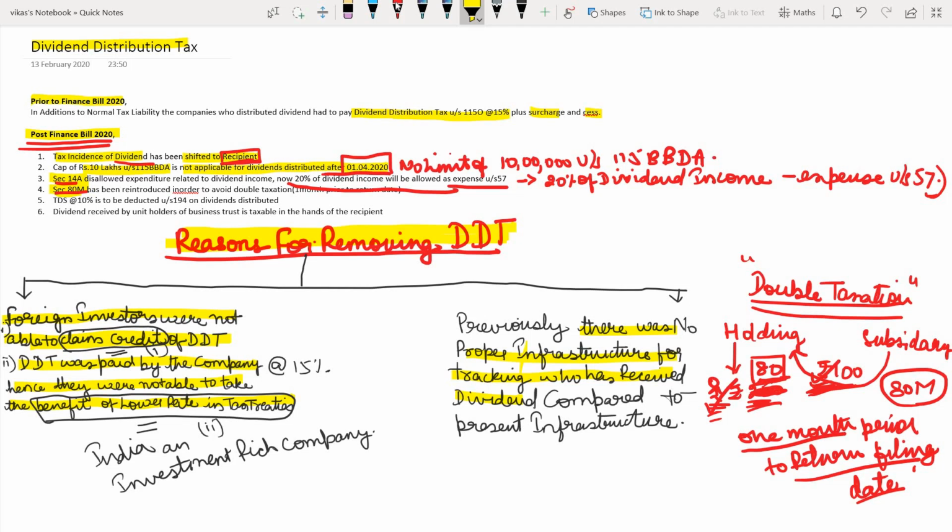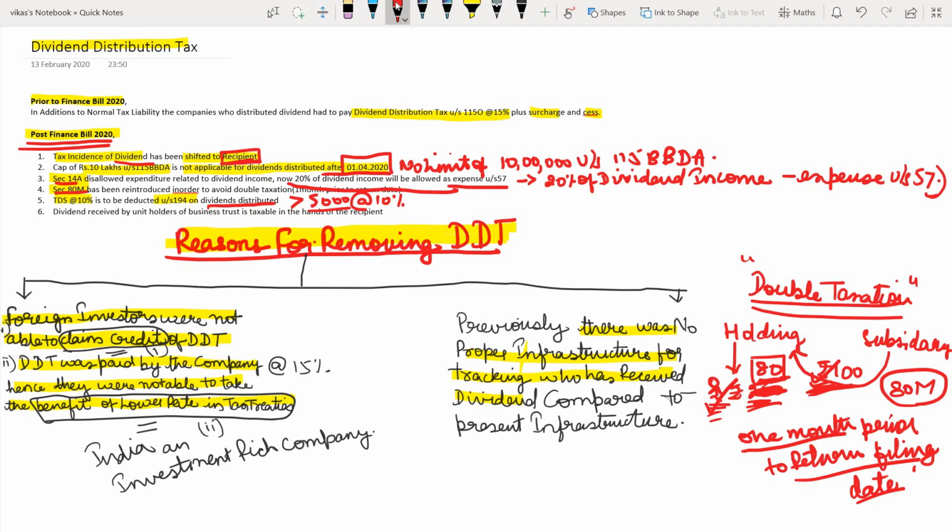Okay, and the next thing over here is that there is an introduction of TDS at the rate of 10% on the dividends distributed, that is under section 194. From now onwards, over here there is a cap on the amount of dividend distributed. So if the dividends distributed are more than 5,000, then TDS at the rate of 10% is to be deducted under section 194. So more than 5,000, 10% TDS.